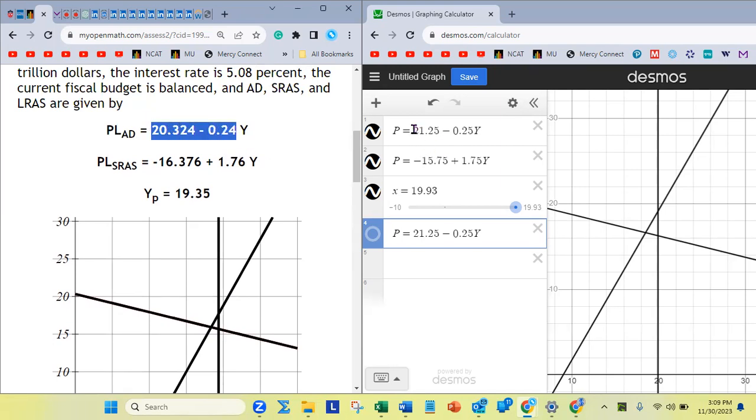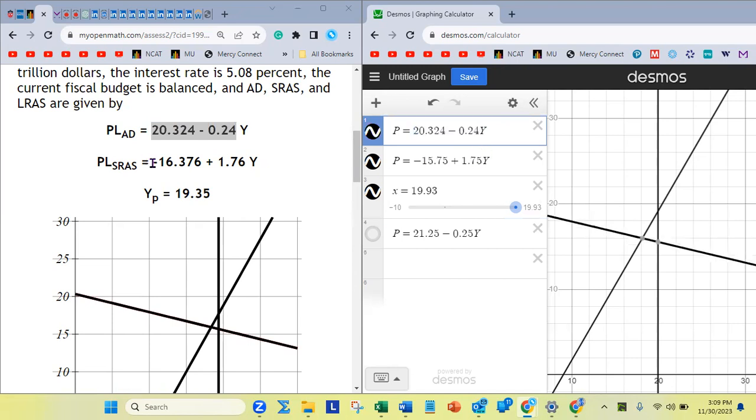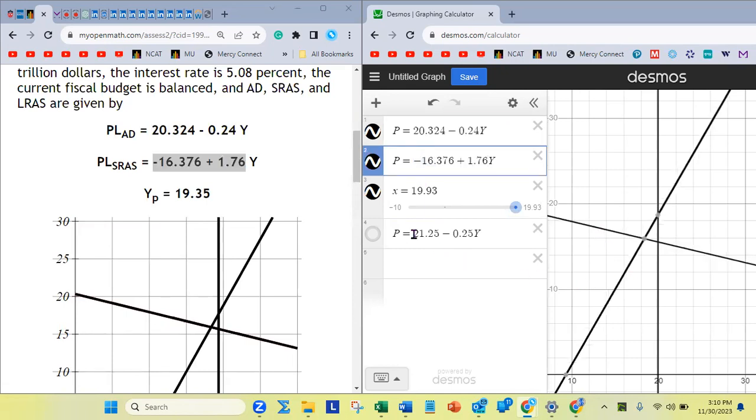This is the Desmos I used previously in the previous problem. So I'm going to copy these numbers into Desmos. And I should have an upward sloping line and a downward sloping line. And then I should have a vertical line.